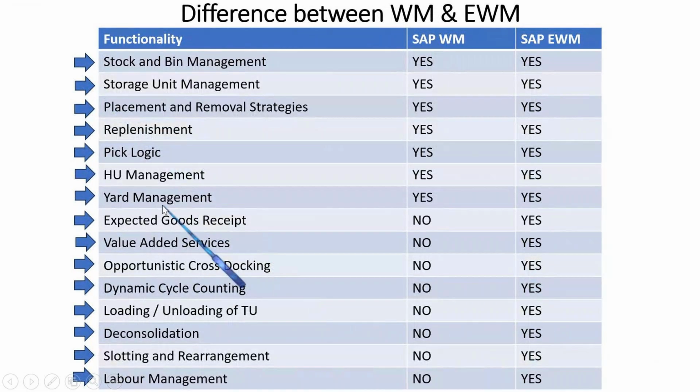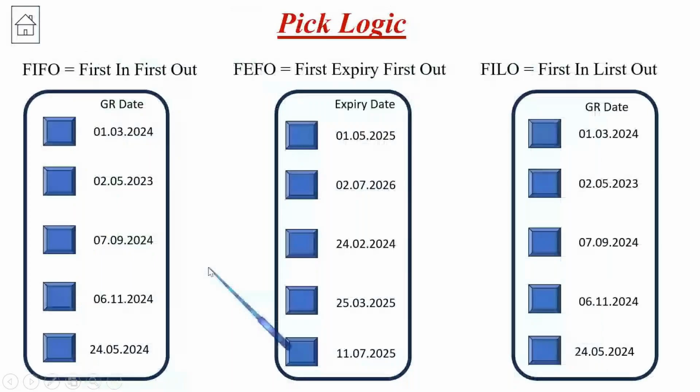And we also have pick logic. So how is this pick logic working? Let us understand. We have first in, first out. First in, first out means whatever product we have received first, that we have to issue to the customer first, because otherwise the product will become very old in our warehouse.